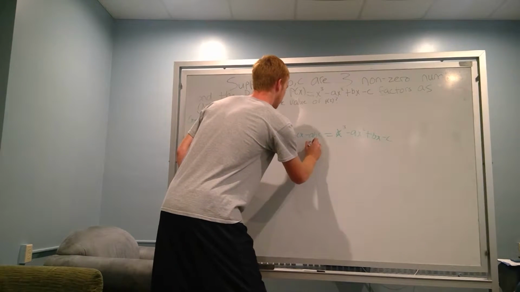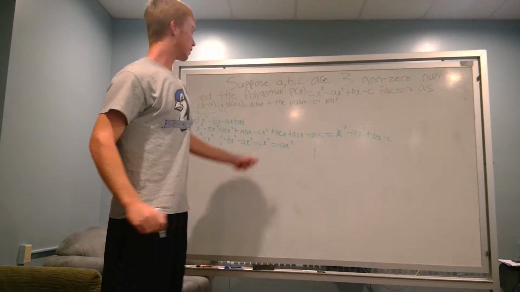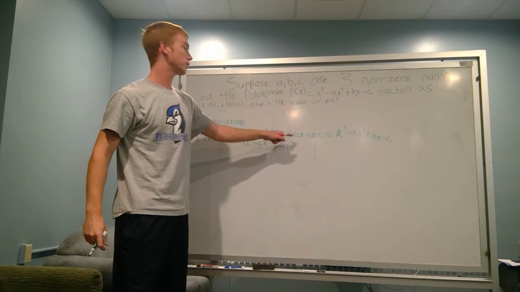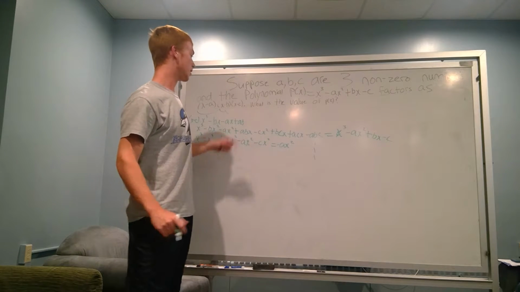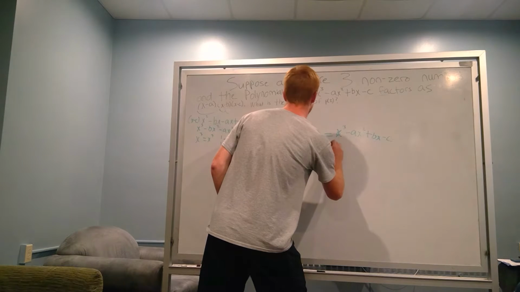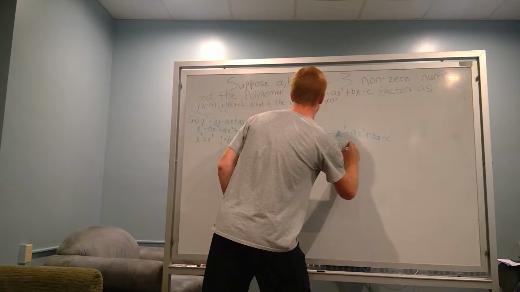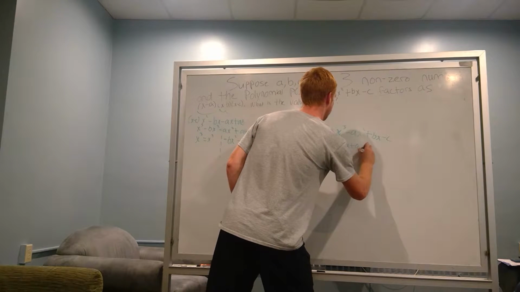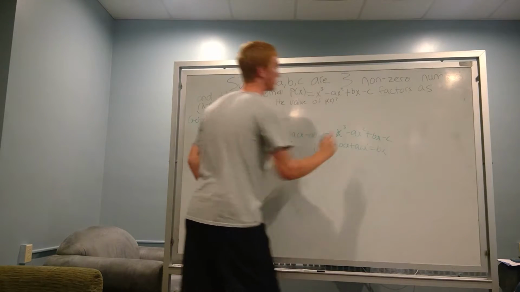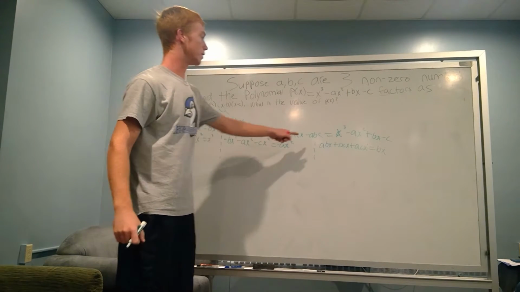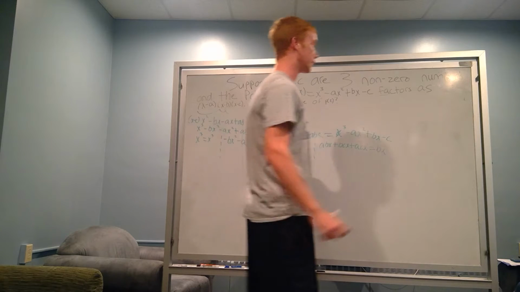And then you do the same thing when they only have one x, so abx, bcx, and acx. So abx plus bcx plus acx equals bx. That's it. And then lastly, the negative abc equals the negative c because they have no x's.